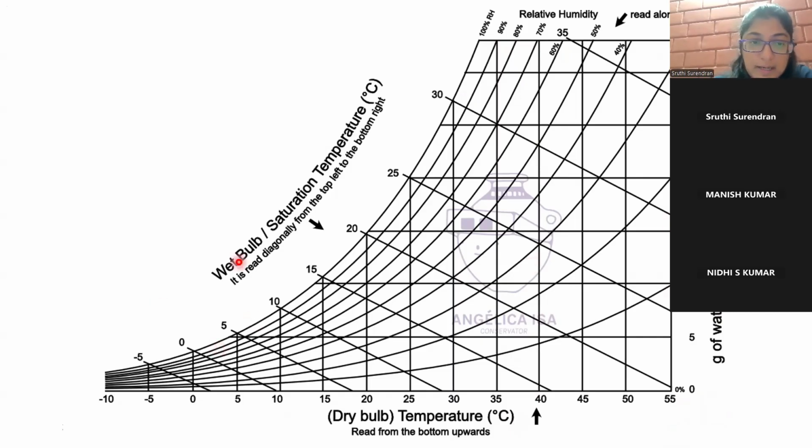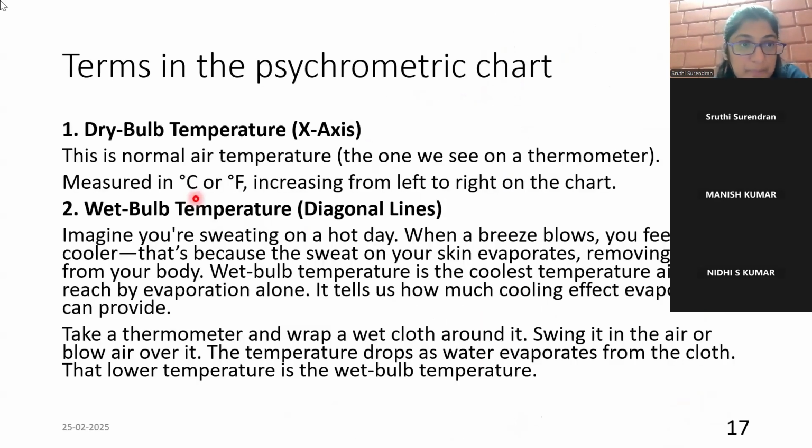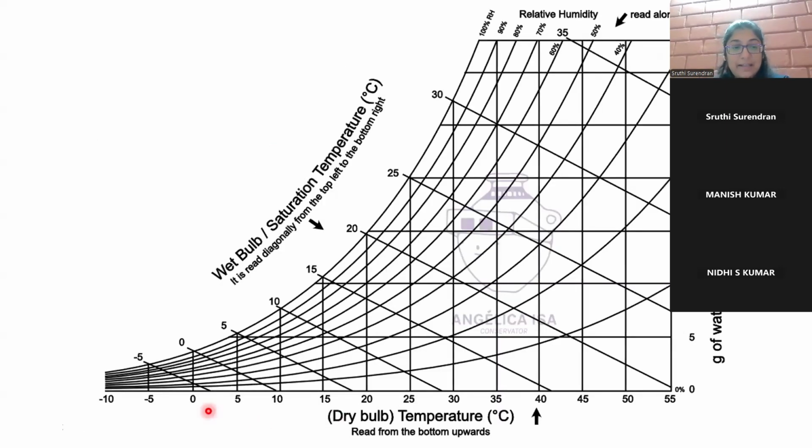Now, there is also another quantity that is being described here called the wet bulb or the saturation temperature. So let's just get to know about all these quantities briefly. So dry bulb temperature is nothing but the normal air temperature that we can get from a thermometer. So if we have a thermometer, whatever temperature the thermometer gives us, that air temperature is called the dry bulb temperature, and that is what is there in the x-axis.